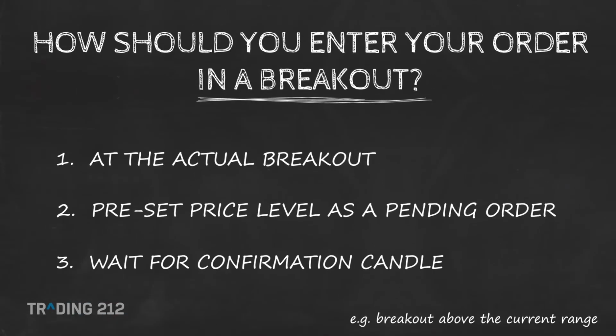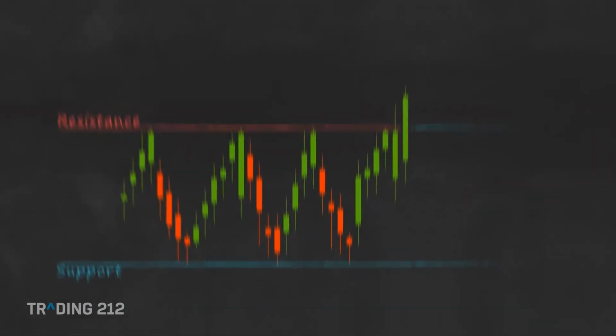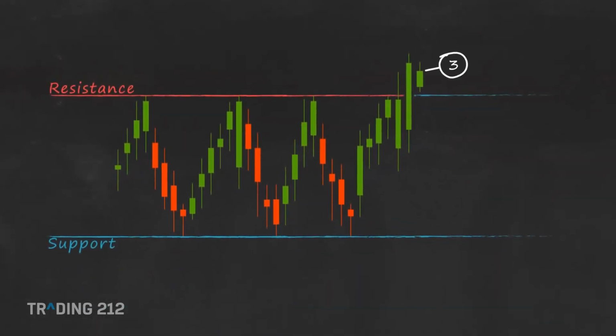The third entry is to wait for the candle on the time frame you've selected to close above the range, reaching a new high and in this way confirming the breakout.